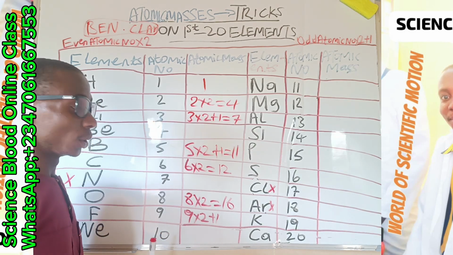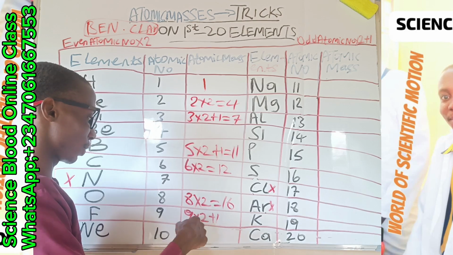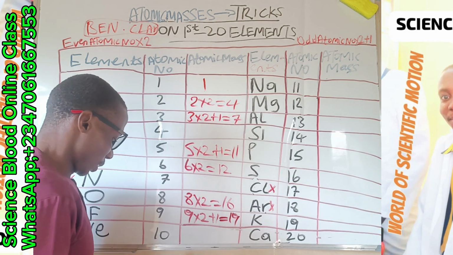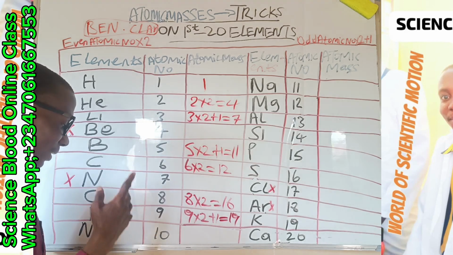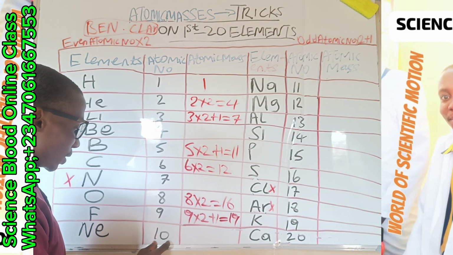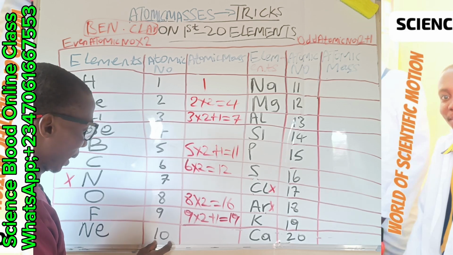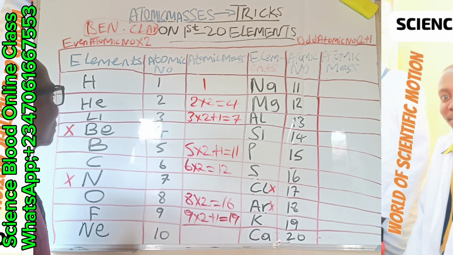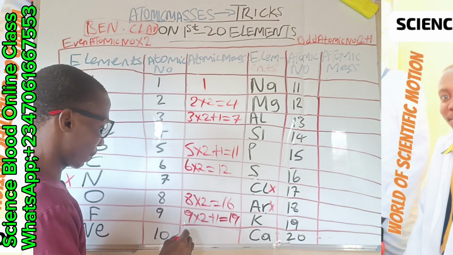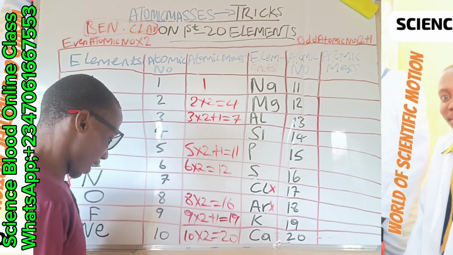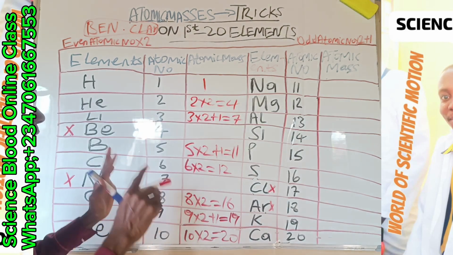Yes, 9 times 2 will give us 18, and 18 plus 1 will give you 19. So the mass number of fluorine is 19. So let's move to neon. As you can see, neon has 10 as its atomic number, and 10 is an even number. So you just multiply 10 by 2, which equals 20, and 20 is the mass number of neon.